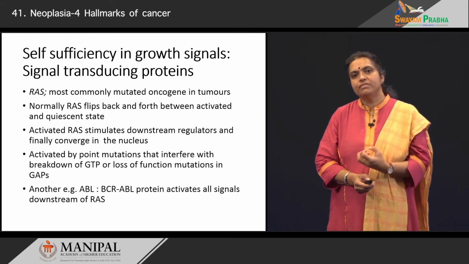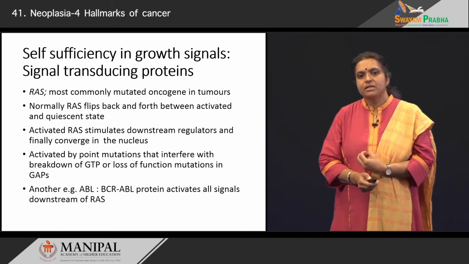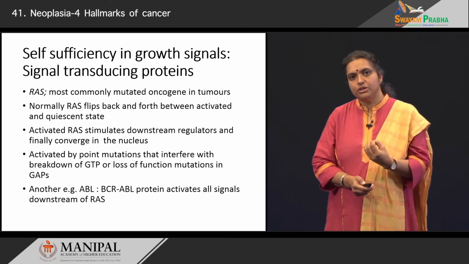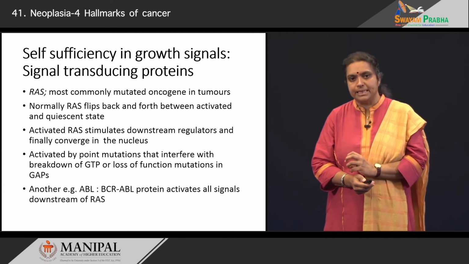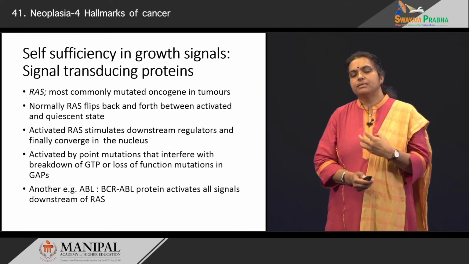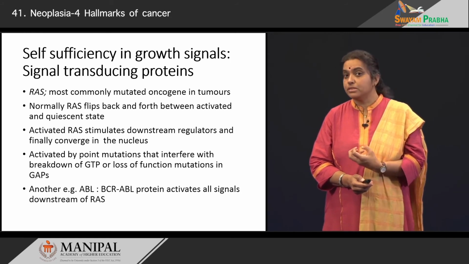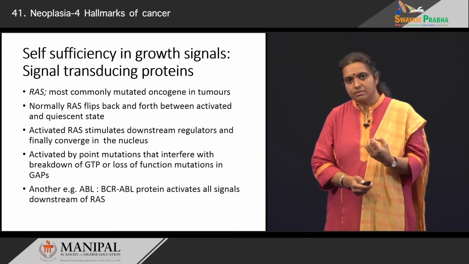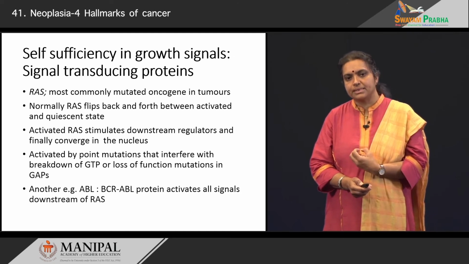So, there is a self-contained kind of inhibition in itself. The activated RAS, the normal RAS, will go back to the quiescent form in a normal cell. But in cancer cells, this RAS is continuously activated because it is mutated, and it starts to send signals downstream, and finally that goes into the nucleus.